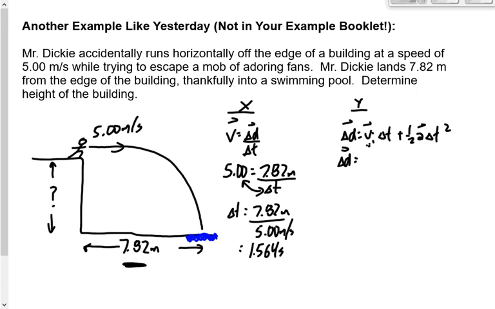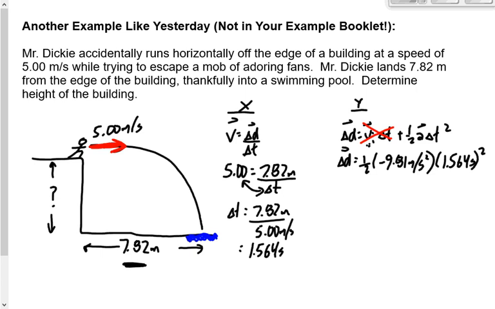Look, I'm running off the edge of the building horizontally. How much of that 5 meters per second is vertical, up and down? None. So 0 times time is 0. We can just cross that off. Plus 1/2 of negative 9.81 meters per second squared, the acceleration due to gravity, times the time, 1.564 seconds. We can use that time here because time is a scalar.